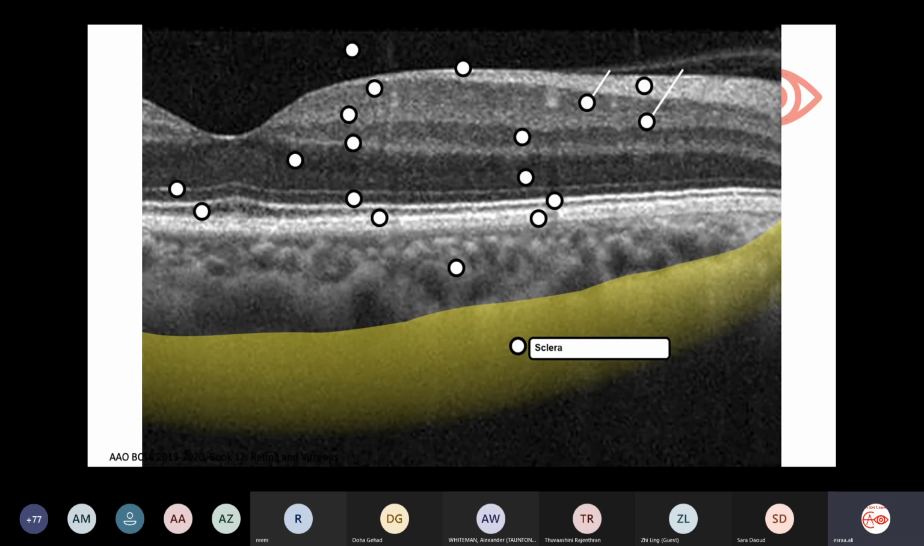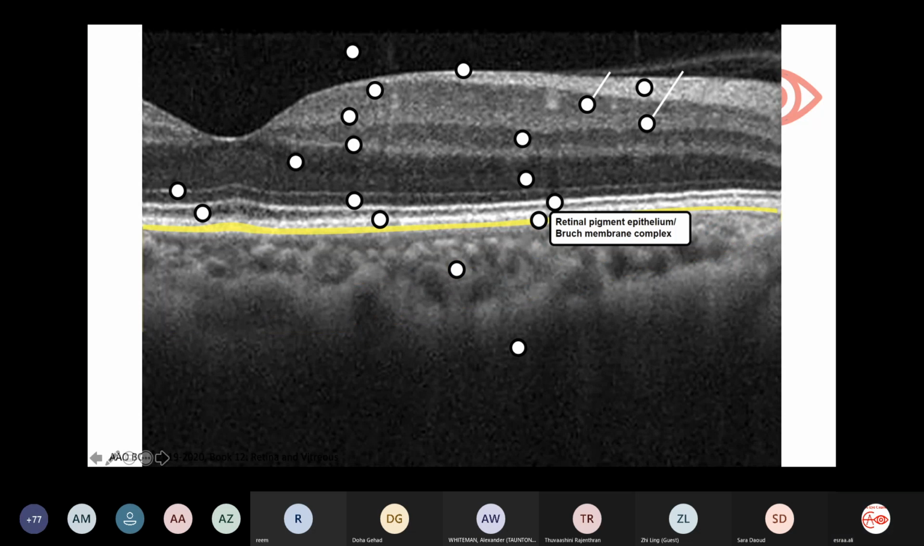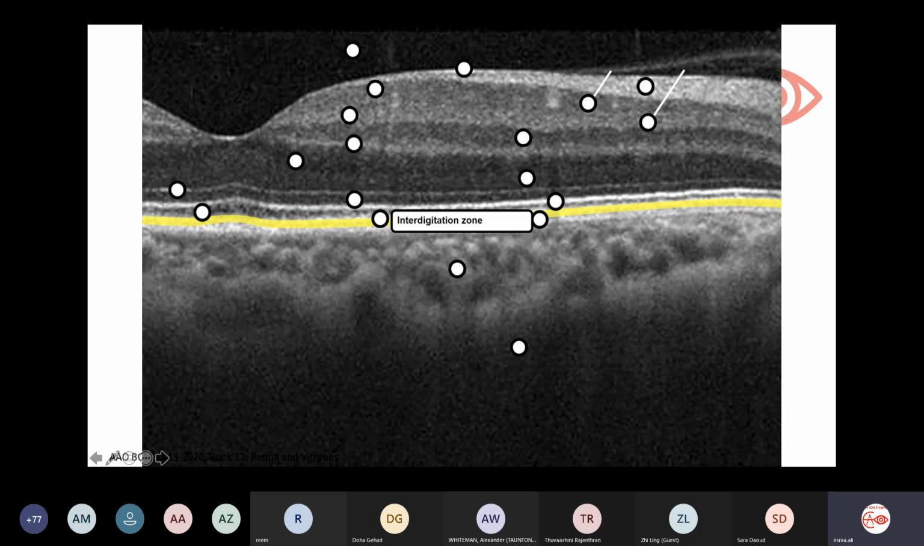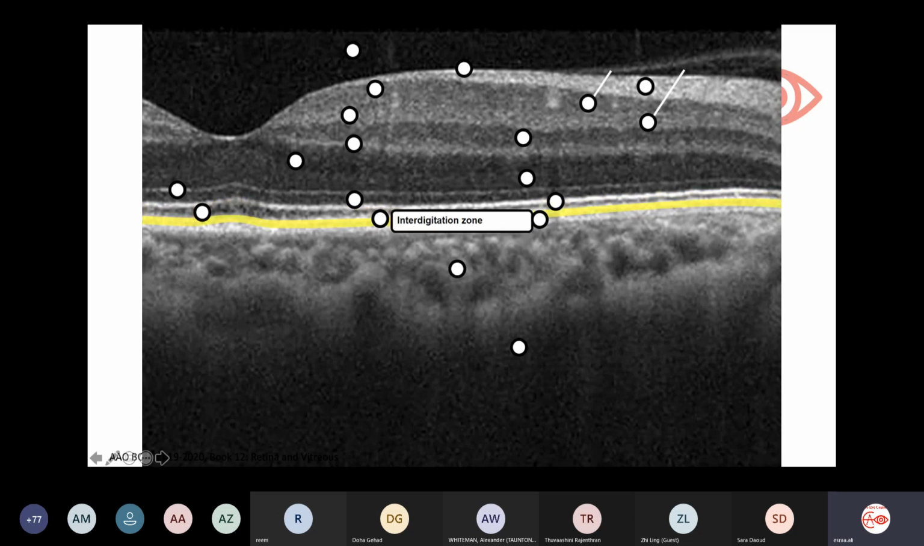So let's start. The black area is the sclera. Moving on to this area, this is your choroid. And then we have the 4 lines we talked about. The first one is the RPE, the base of it. And then the second white line, it is the interdigitation zone. The second one is the outer segments. And if you can see here, the elongated outer segment of the cones is more appreciated under the fovea than anywhere else.